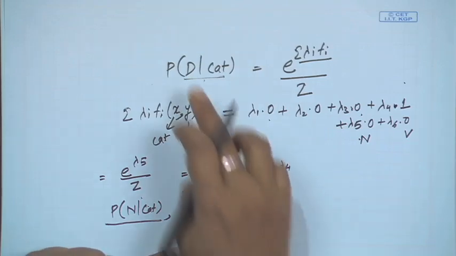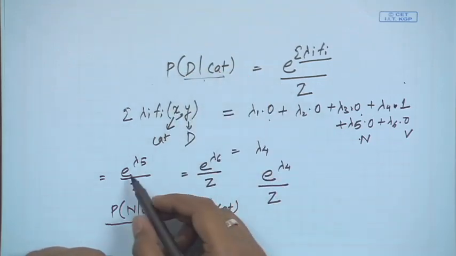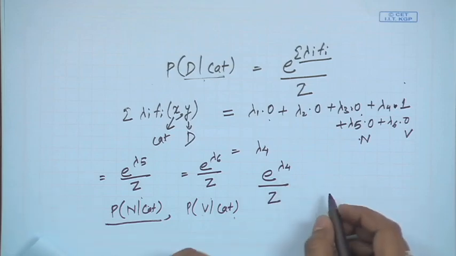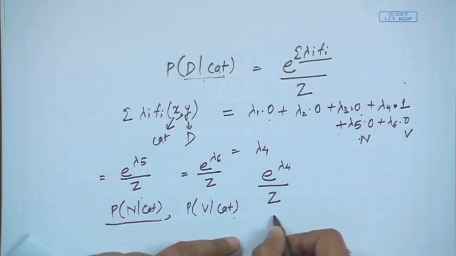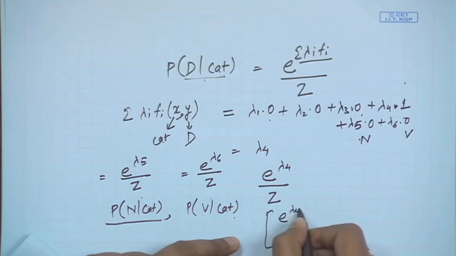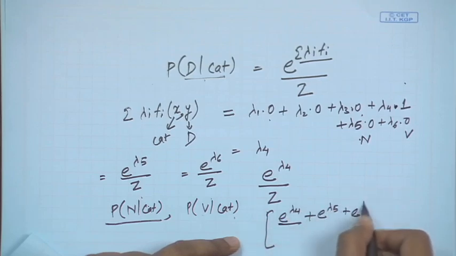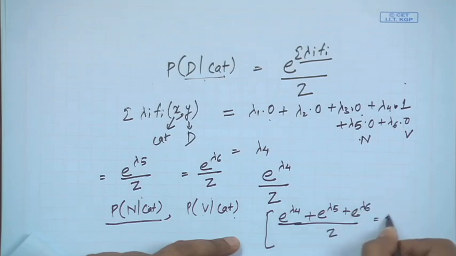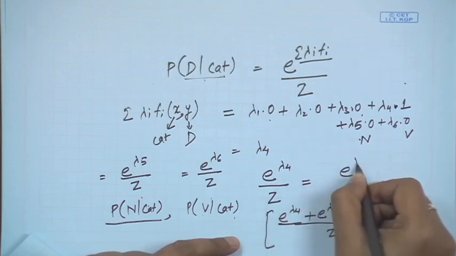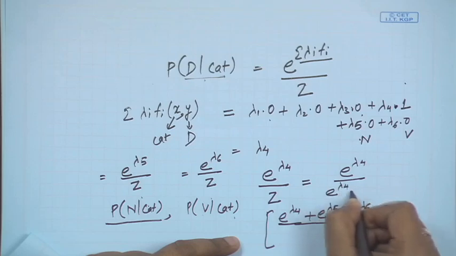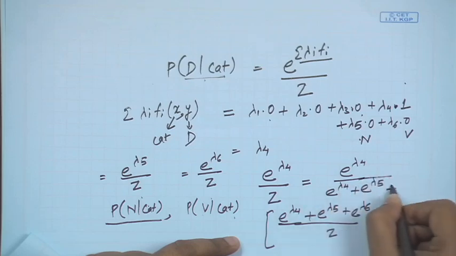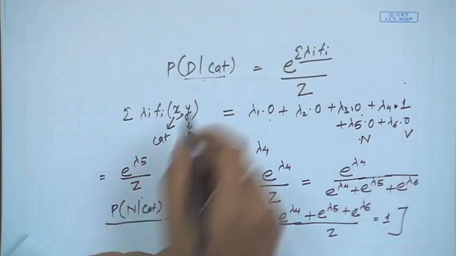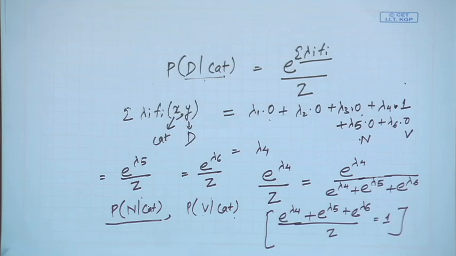Now you can compute what is probability d given cat, because these 3 will add up to 1. So put in the constraint: e to the power lambda 4 plus e to the power lambda 5 plus e to the power lambda 6, divided by z, is equal to 1. So that gives you z is equal to e to the power lambda 4 plus e to the power lambda 5 plus e to the power lambda 6. So you can write this as e to the power lambda 4 divided by e to the power lambda 4 plus e to the power lambda 5 plus e to the power lambda 6. That is your probability of d given cat in terms of your model parameters.